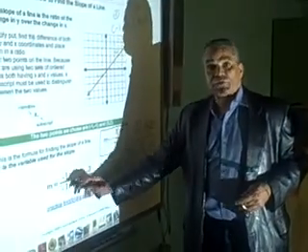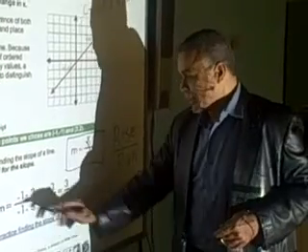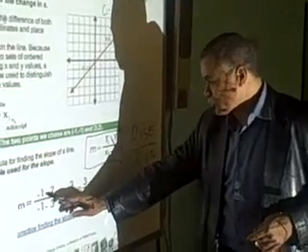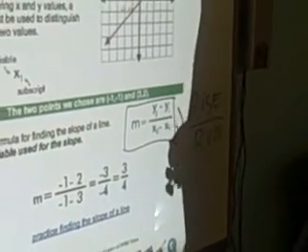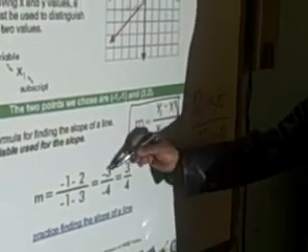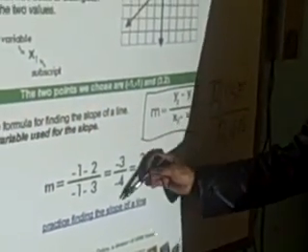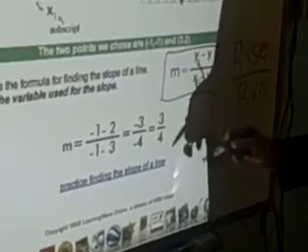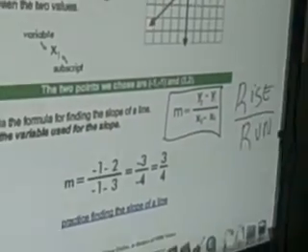The slope is also abbreviated as an M. M is equal to (2 - -1) over (3 - -1)... So it would be 3/4, so the slope would be 3/4. Any questions?